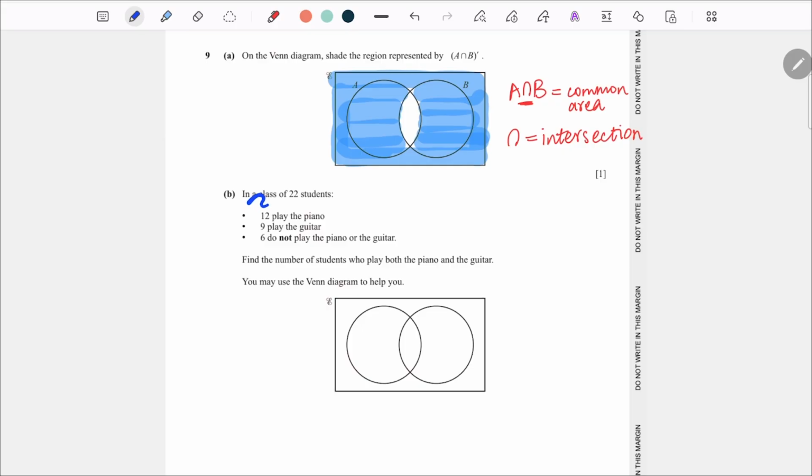In part B, in a class of 22 students, 12 play piano, 9 play the guitar, 6 do not play the piano or the guitar. Find the number of students who play both the piano and the guitar. So we have to find the number of students who play both. We'll put this as X.